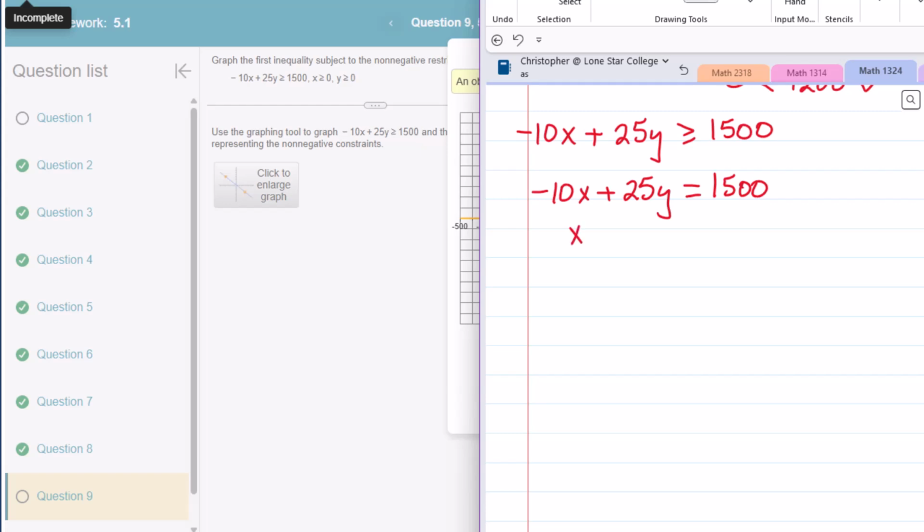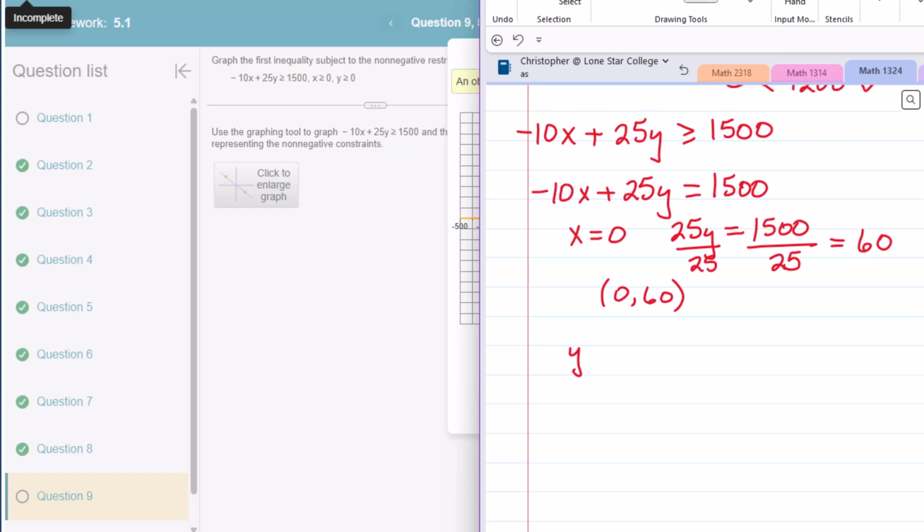All right, so if I set x to 0, I get 25y equals 1500. And if I divide by 25, I'm going to get something. Let me get my calculator here, and we'll see what that happens to be. So 1500 divided by 25, I get 60. All right, so 0, 60 is one point.